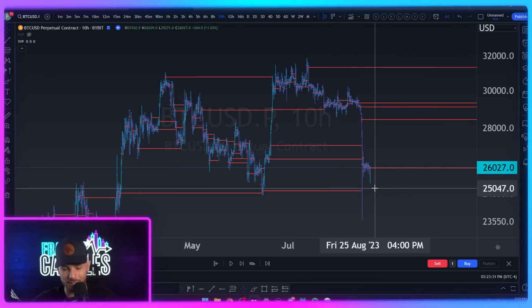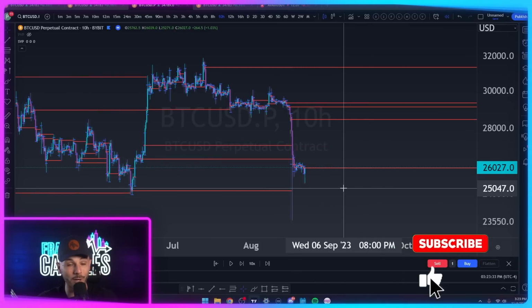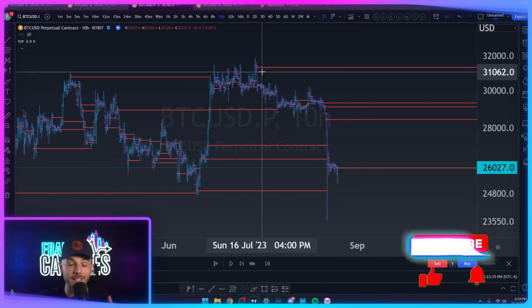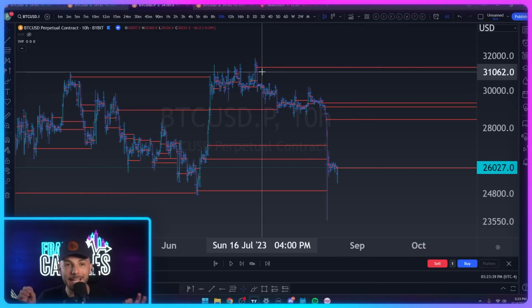I've gotten so many questions about this. This is how you find them on the chart. And again, what I like to do is have these marked on my actual chart as points of interest.